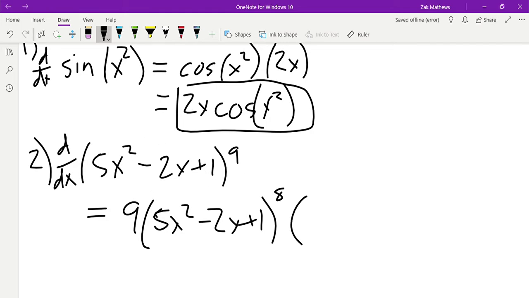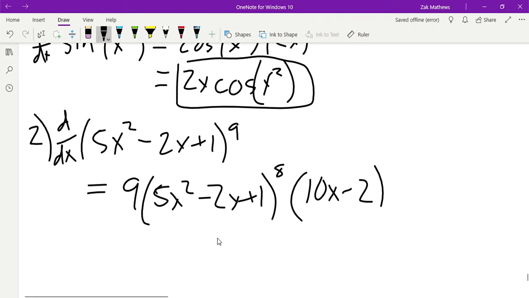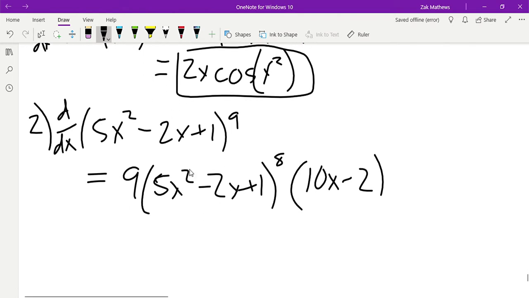And now I'm going to take the derivative of the inner function. So I'm going to ignore this 9 entirely and just look at the 5x squared minus 2x plus 1. The derivative of 5x squared is 10x. The derivative of 2x is minus 2, and then the derivative of 1 is just 0. And again, I'm not going to multiply this thing together. There's just no good reason to. And so it's taken a very complex problem that would have taken us forever to do before and turned it into just a one-line problem.